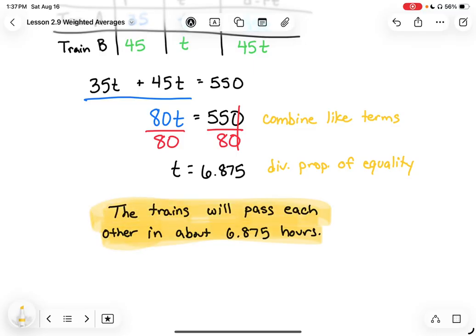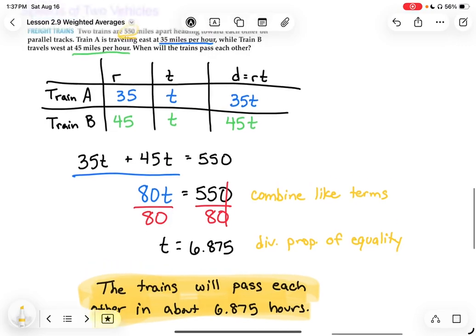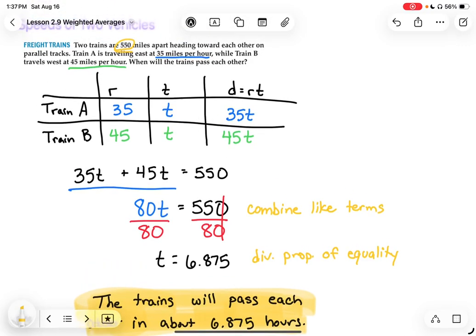And there we go. Very similar to a mixture problem. We set up the table in order to keep all of our information straight, but then after the table is set up, instead of using the final column to make the top two rows equal to the third row, we make the top two rows equal to the mileage that was given to us in the problem, but otherwise very similar to mixture problems.